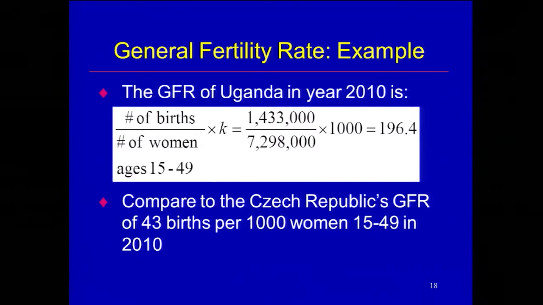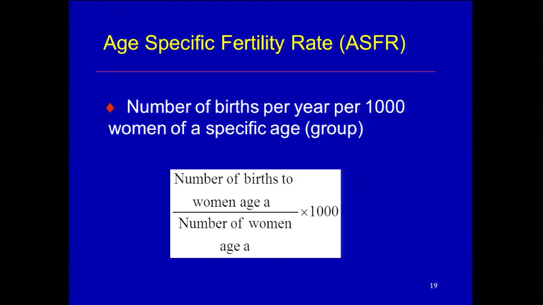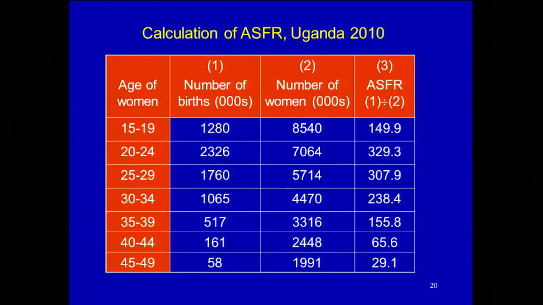We also are interested in looking at birth rates relative to women of given ages. We often look at it in terms of age groups, 5-year age groups. But here you can see that an age-specific fertility rate is the number of births to women at age A divided by the number of women of that age, and again times 1,000.